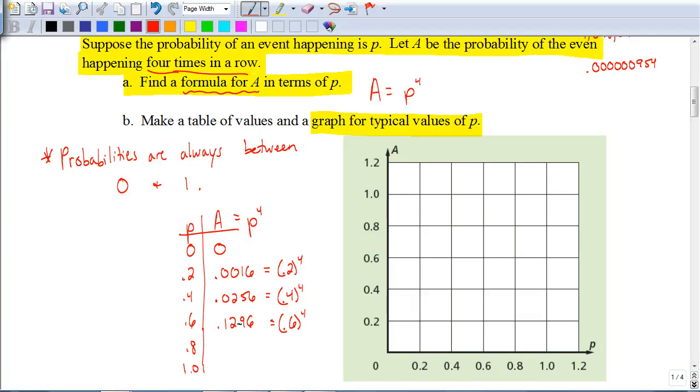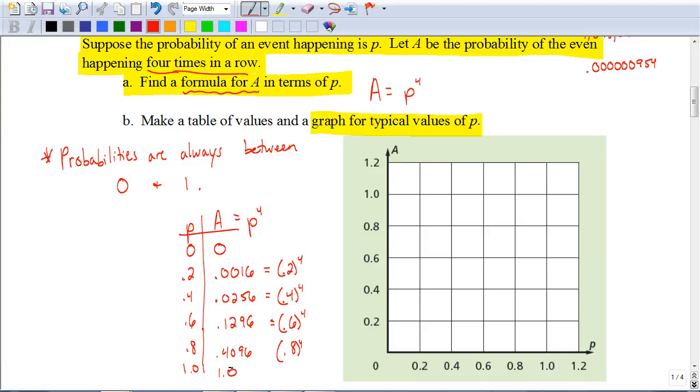Now the probability of an event happening with 0.8, well, that's a pretty high probability. However, 0.8 to the 4th power is still only 0.4096, or about a 41% chance of happening. So even though it's a real high likelihood of happening 1 time, the chances of it happening 4 times in a row is still less than 50%. And lastly here, if we have a probability of 1, that means it's always going to happen no matter what. Well, then it's always going to happen 4 times in a row, because 1 to the 4th power would be 1.